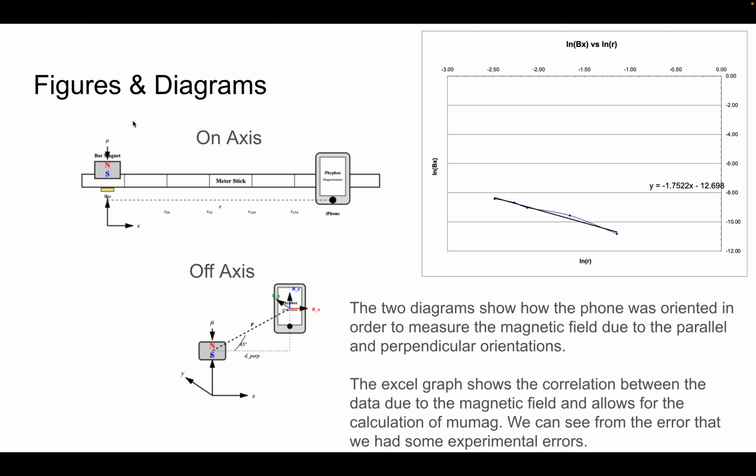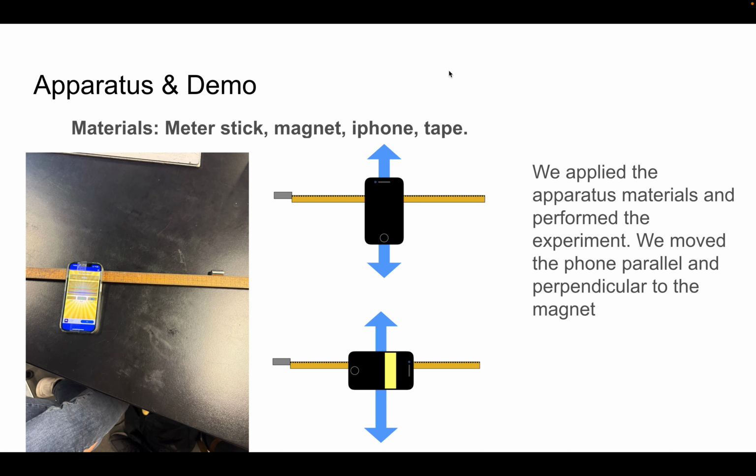Here are some of the figures and diagrams. The two diagrams show how the phone was oriented in order to measure the magnetic field in the parallel and perpendicular orientations. The Excel graph shows the correlations between the data due to the magnetic field and allows for the calculation of mu mag. We can see from the error that we had some experimental errors. This is the apparatus in the demo. We used a meter stick, magnet, iPhone, and tape. And basically we measured on axis and perpendicular to the axis.